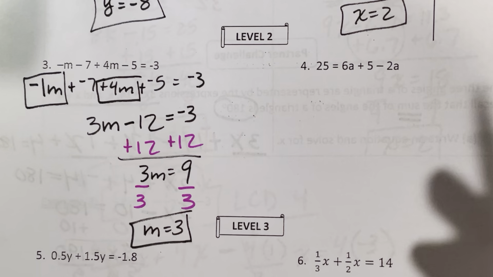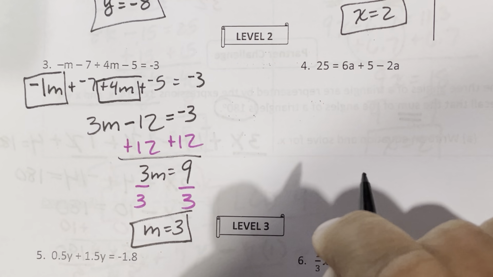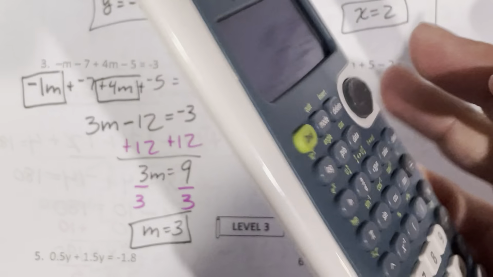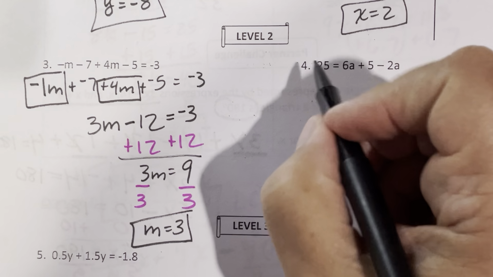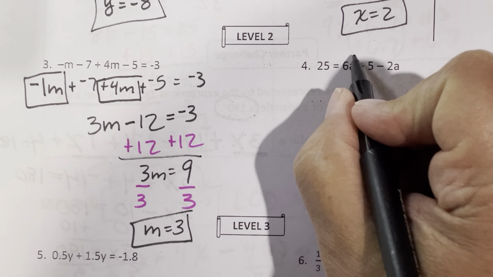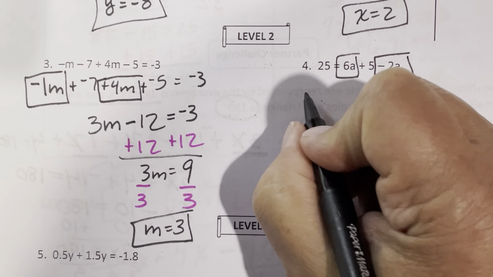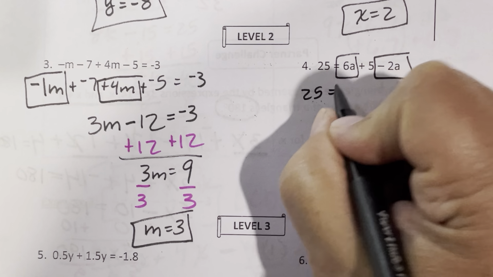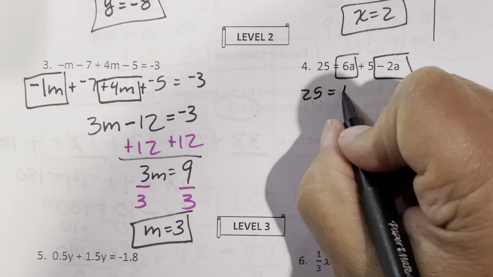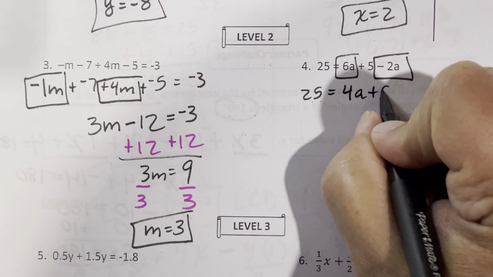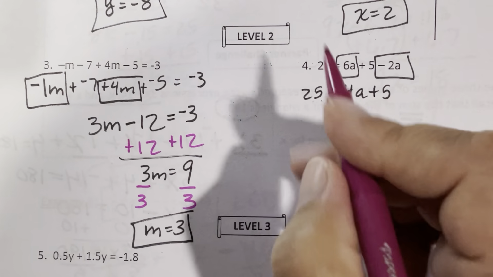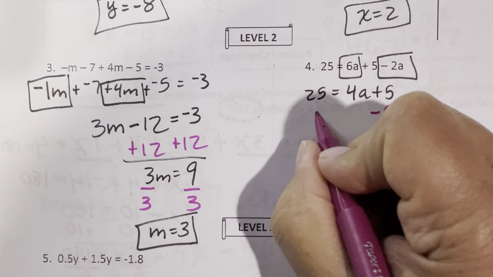All right, let's take a look at this. Remember, I don't have to check any of these, but my calculator is like literally right here. Why wouldn't I? So, combine like terms, 6a minus 2a. So 25 equals 6 minus 2, 4a plus 5. Inverse of plus 5, minus 5 from both sides.